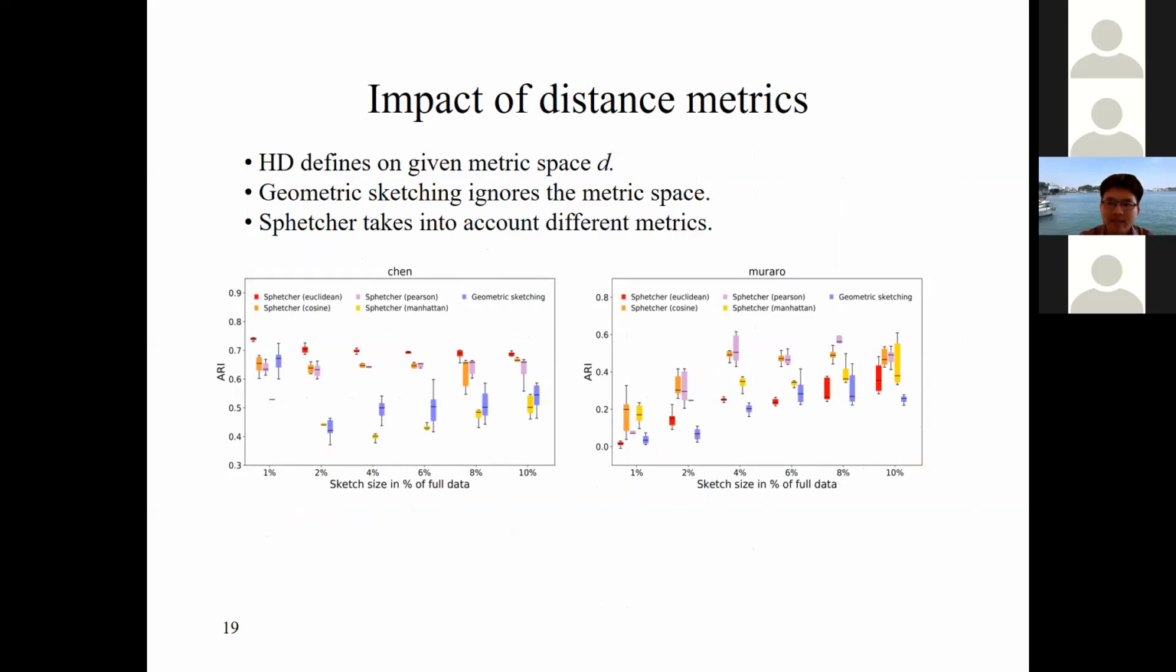Here we investigate the problem on the Cassini data, again using the same ARI score to measure the performance. On the left, you can see that we run our method for 4 different metrics: Euclidean, cosine, Pearson, and Manhattan. On the left, you can see that the metric with Euclidean yields the most accurate result. But on the right, it has a poor performance with the Euclidean in red here, while Pearson has a higher ARI score. In contrast, symmetric sketching cannot distinguish between different metrics, and it yields very low scores overall.